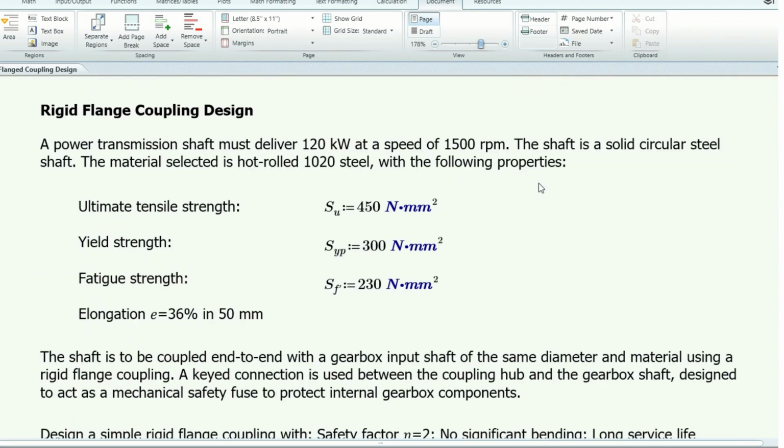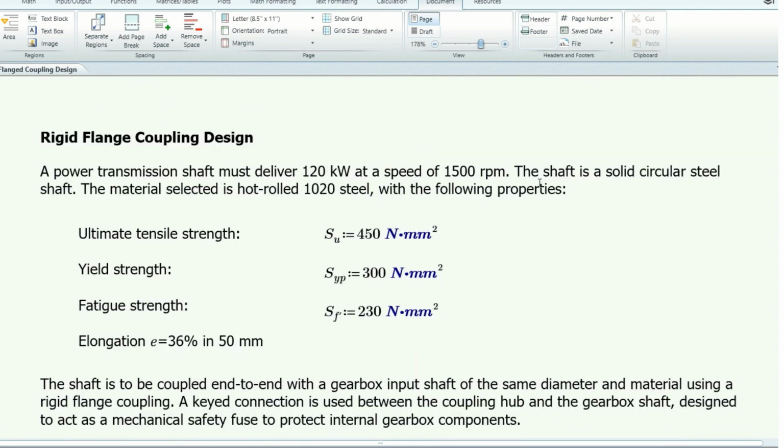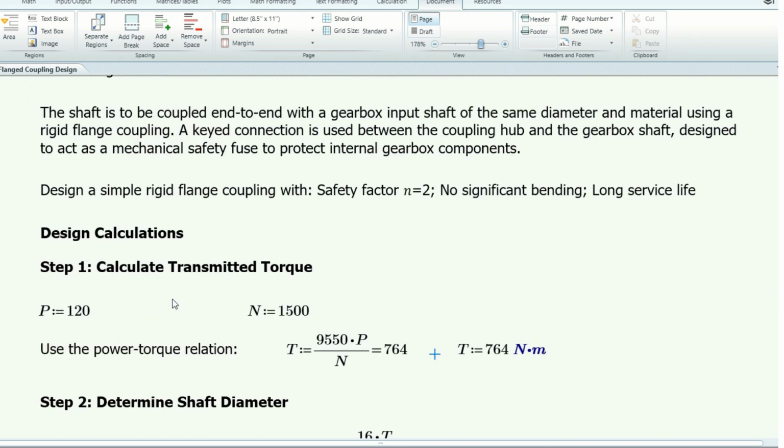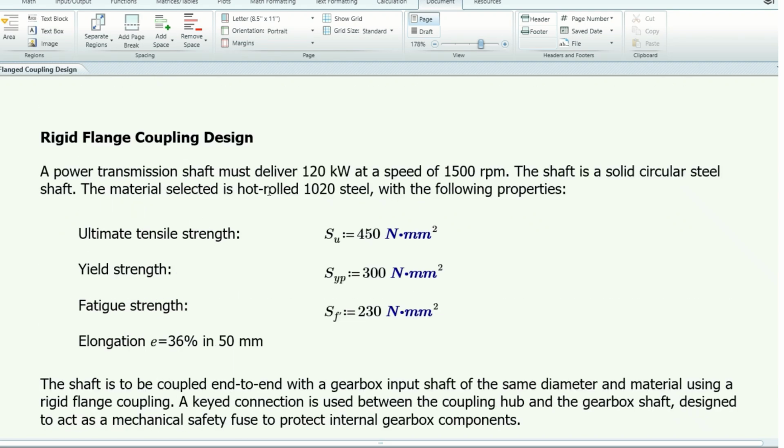Today we are going to design a rigid flange coupling. Okay, the inputs given are the shaft power. The power the shaft has to transmit is 120 kilowatt at a speed of 1500 rpm.